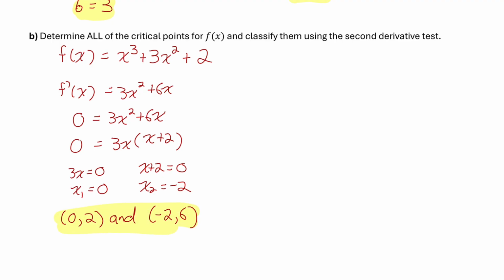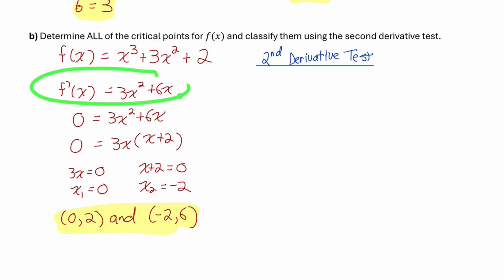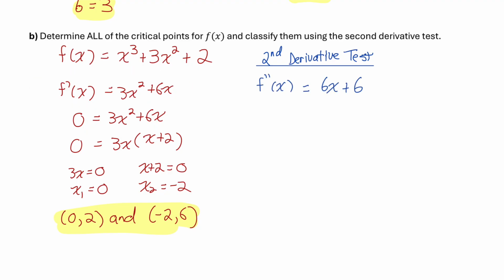And now the question also asks me to classify those critical points using the second derivative test. The second derivative test is going to allow me to figure out if at each of those points there's a local max, a local min, or neither. What I have to do first is, of course, find the equation of the second derivative. So I'll differentiate this first derivative. And then how the second derivative test works is we use this second derivative to check the concavity of the function at the critical numbers 0 and negative 2.